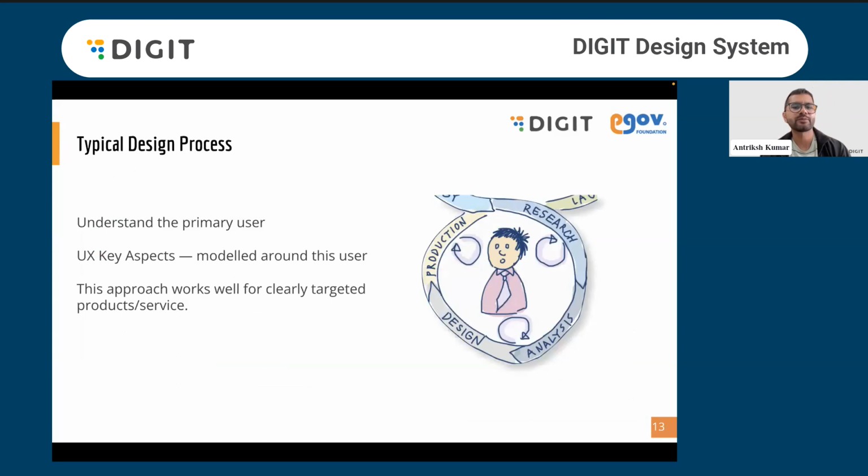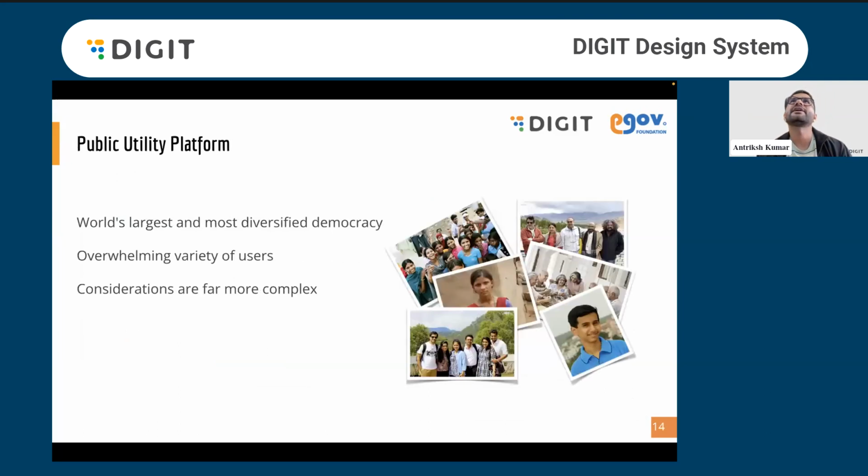A typical design process for any product is fairly straightforward, where we understand the primary user, and everything we design or develop is modeled around that user. This approach works well when you know your primary audience. But when we started on something like Digit, in this domain, where we have a public utility platform, the diversity is huge.